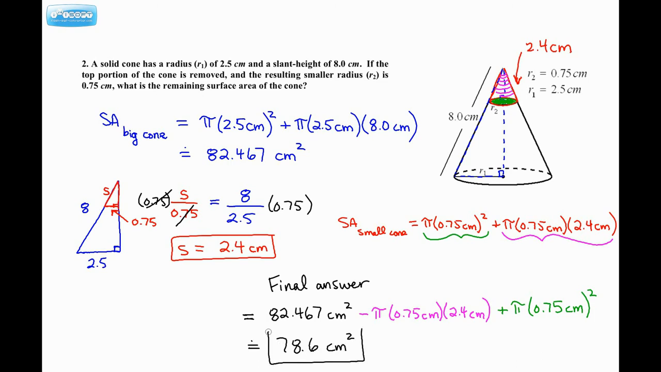So this is definitely a tricky problem because there's lots of different steps along the way. But hopefully you can see how I've broken it down and used different colors to help you. You can see why in this case I have to subtract a certain portion, but I have to add on the rest. So 78.6.